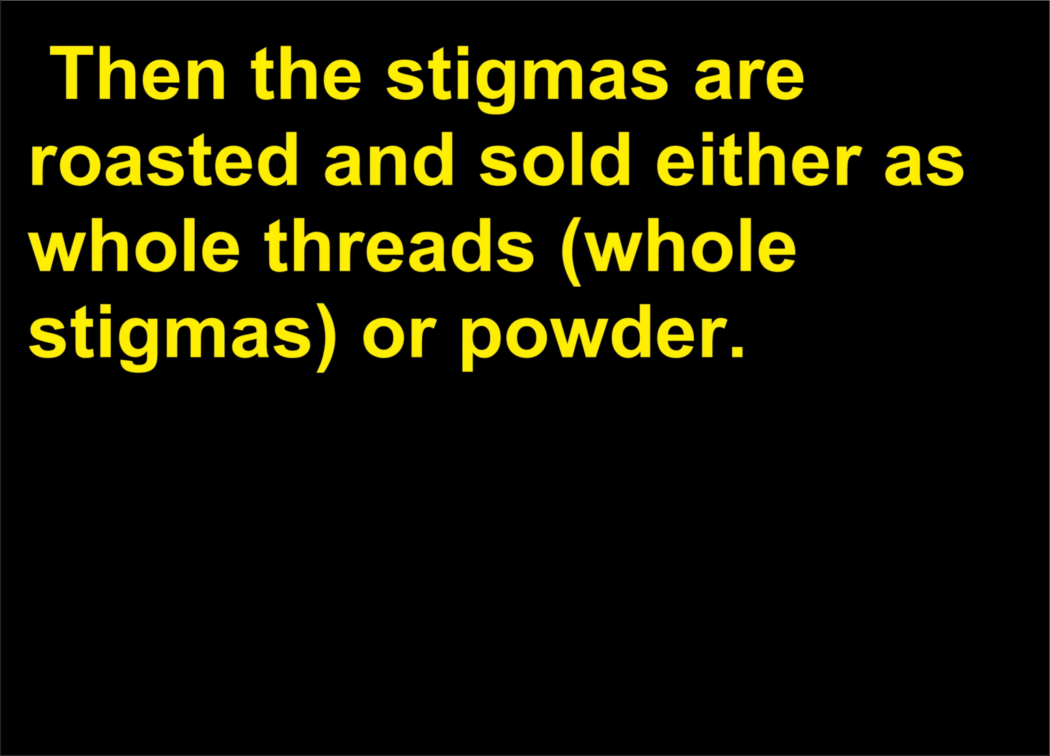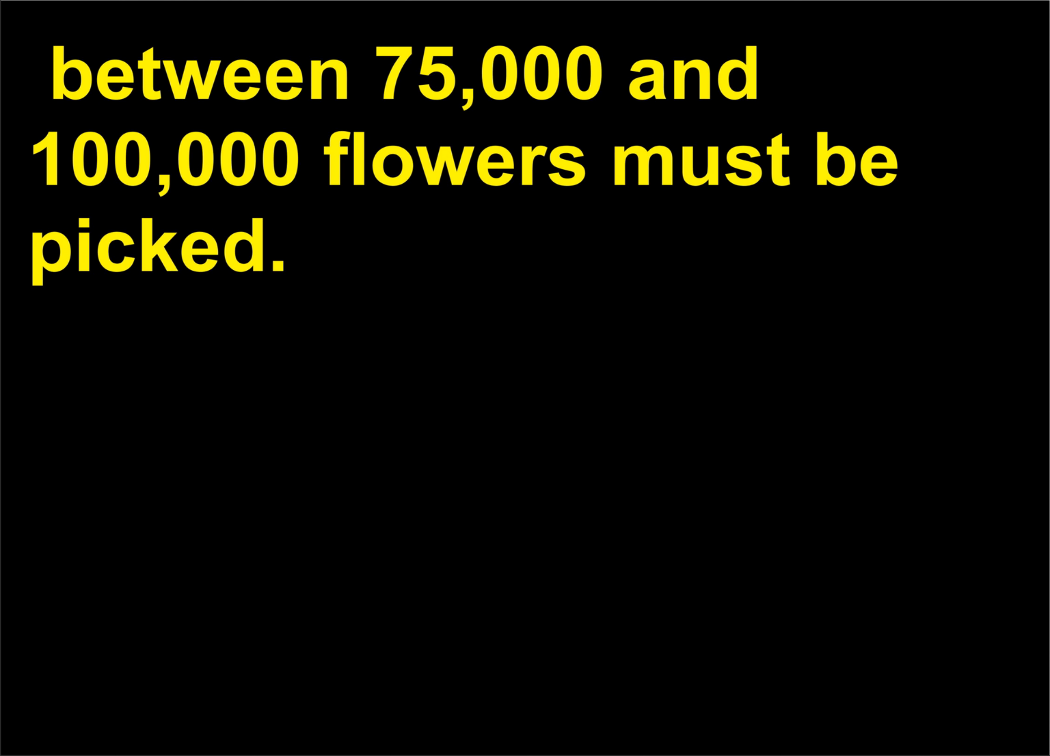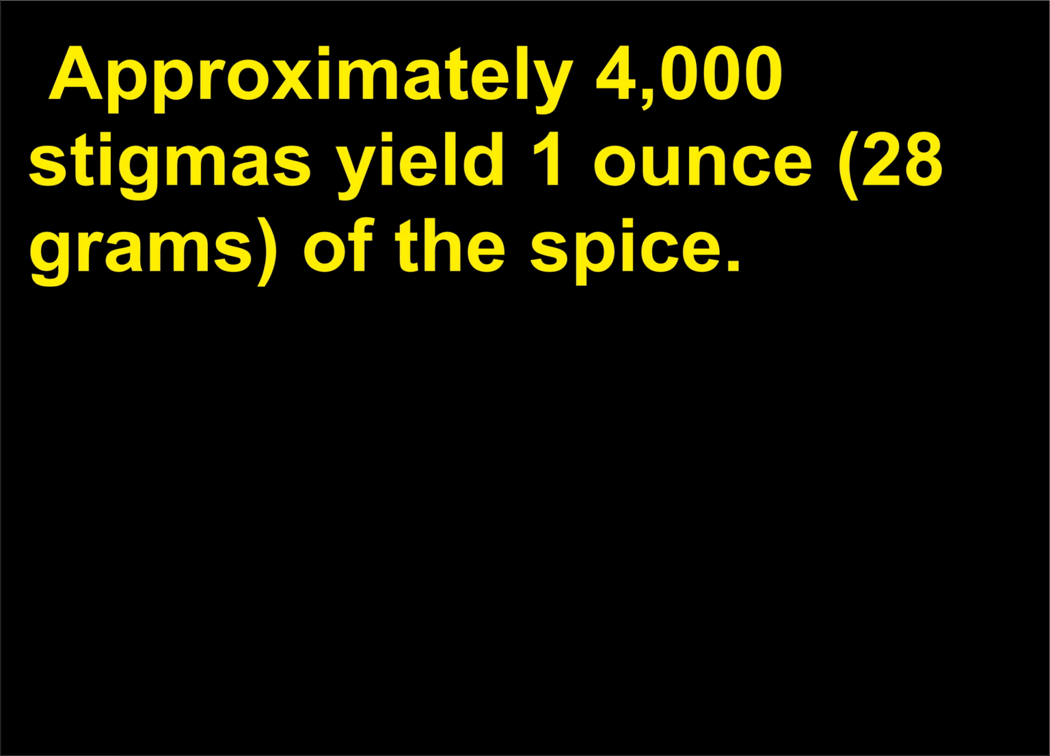Then the stigmas are roasted and sold either as whole threads, whole stigmas, or powder. In order to harvest 1 pound, 0.45 kilogram, of the spice, between 75,000 and 100,000 flowers must be picked. Approximately 4,000 stigmas yield 1 ounce, 28 grams, of the spice.